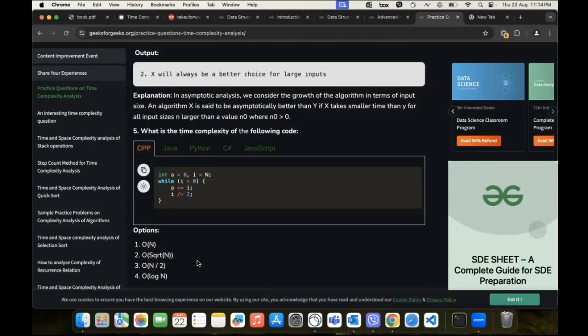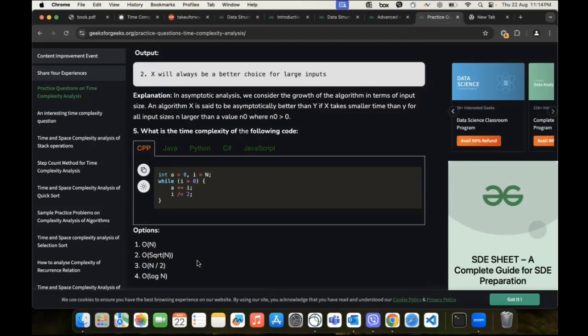How did it count the total number? Order of n, I think. No, for example, if i is equal to 10, so in the first iteration it will go, and in the second iteration i will become 5. And the third iteration i will become 2. And then in the fourth iteration i will become 1. And in the fifth iteration i will become 0. So it is n executing by 2 only, no?